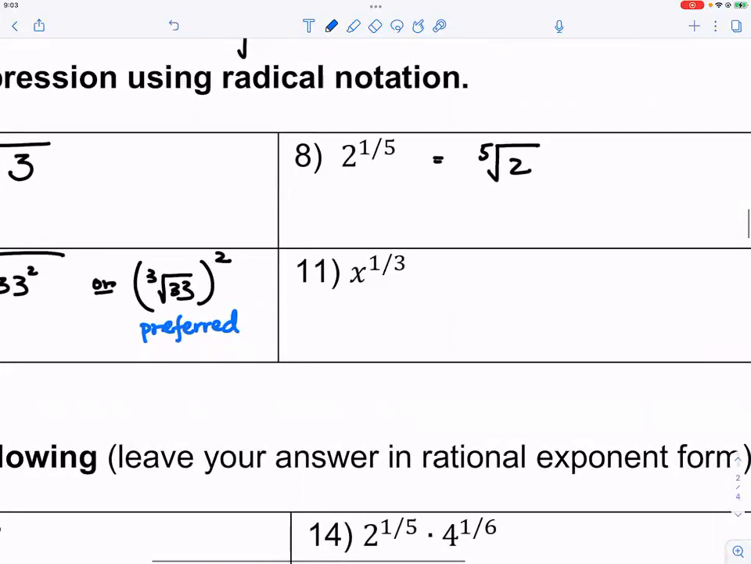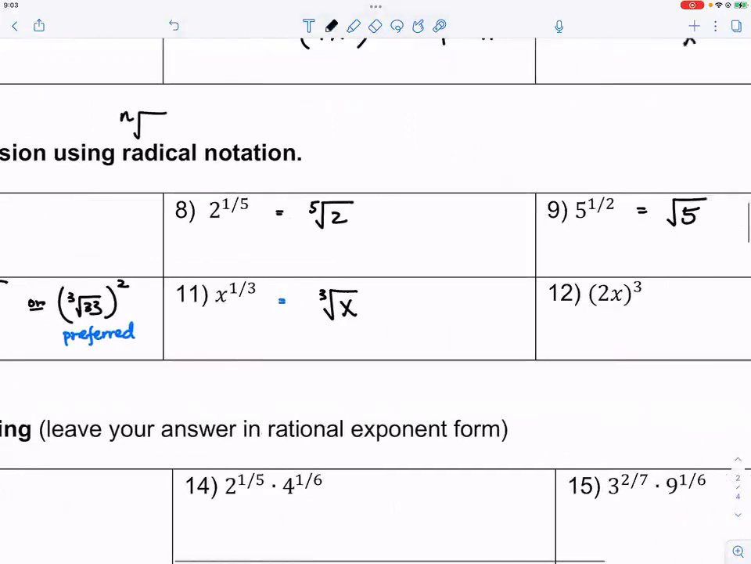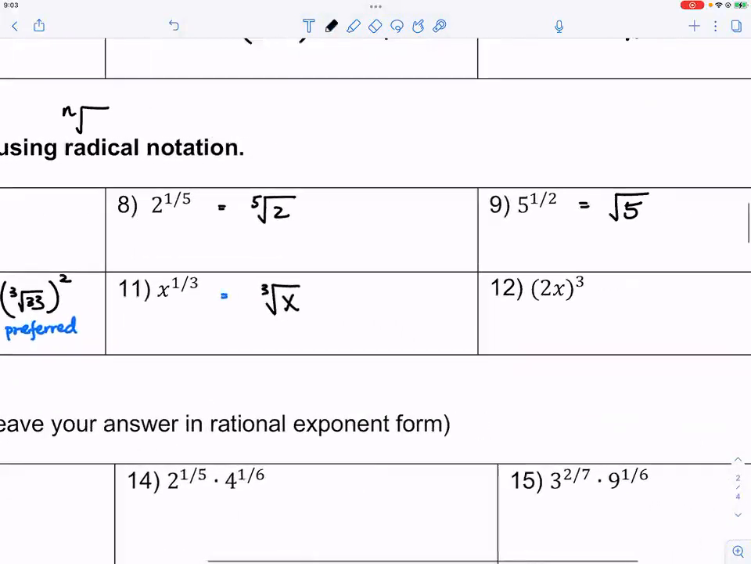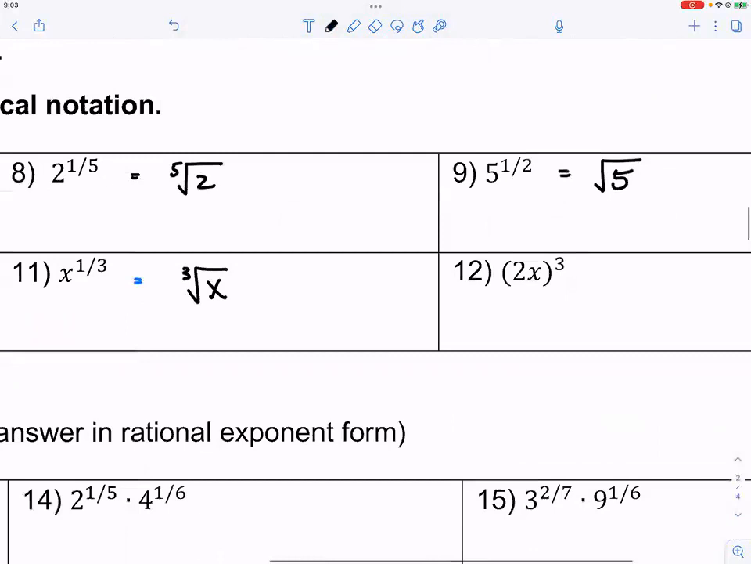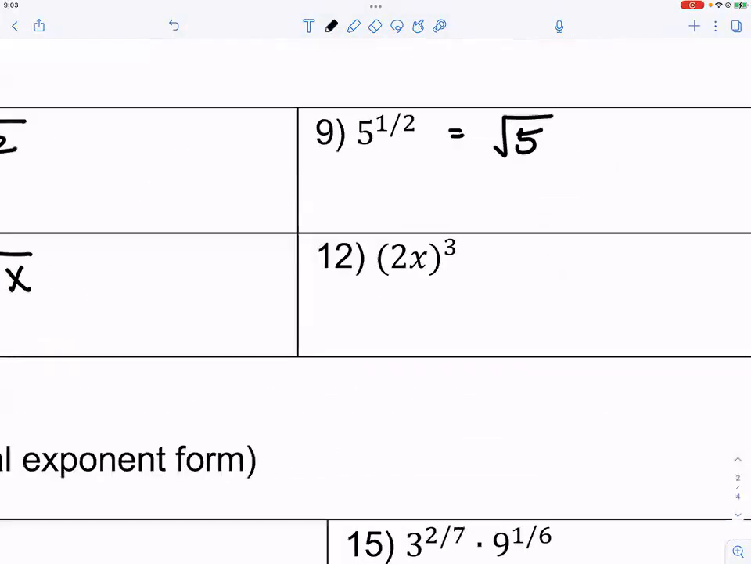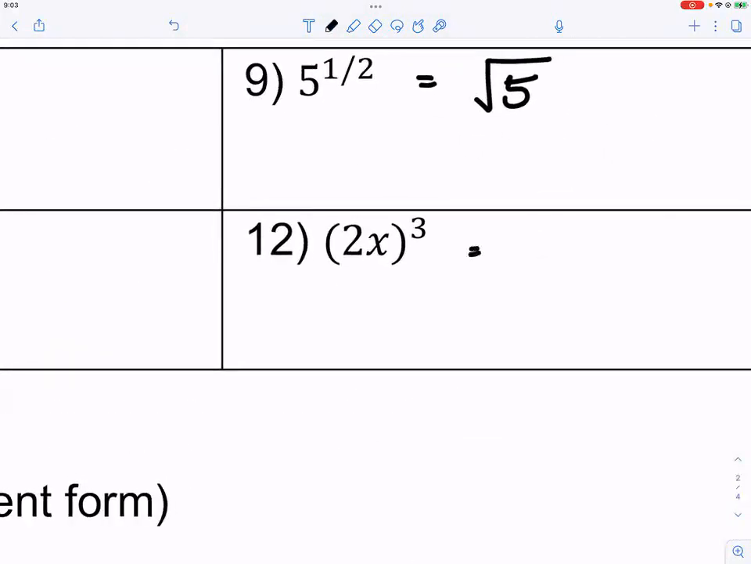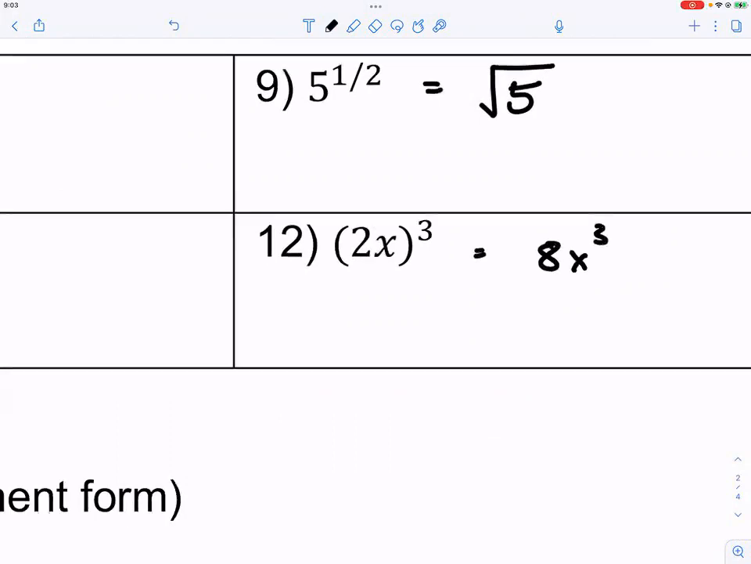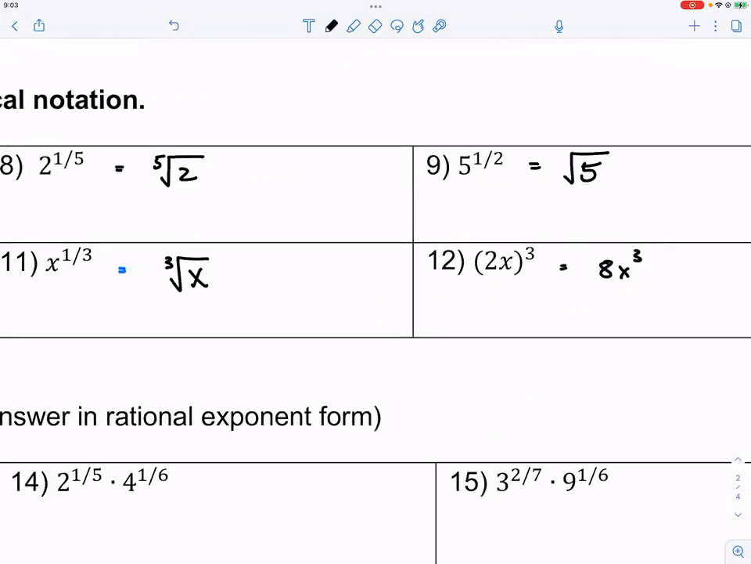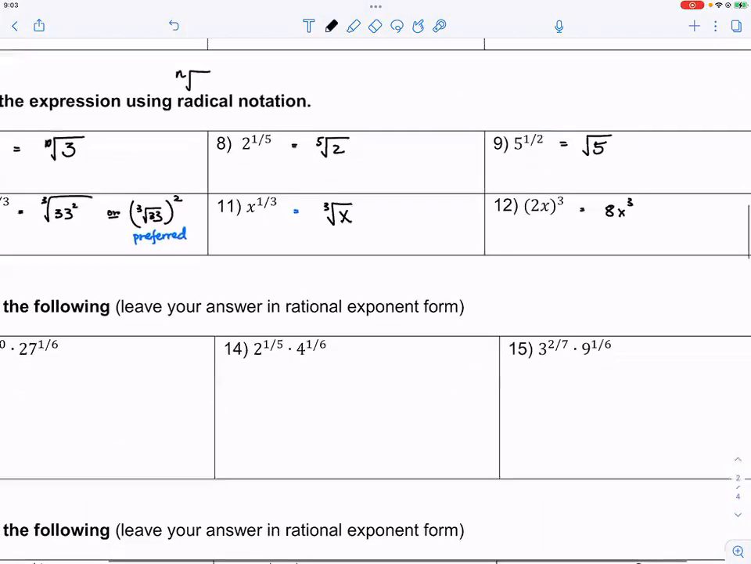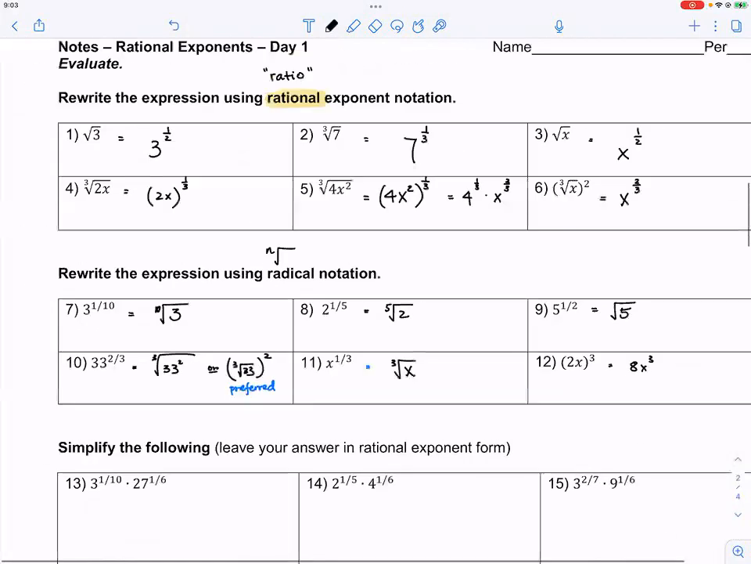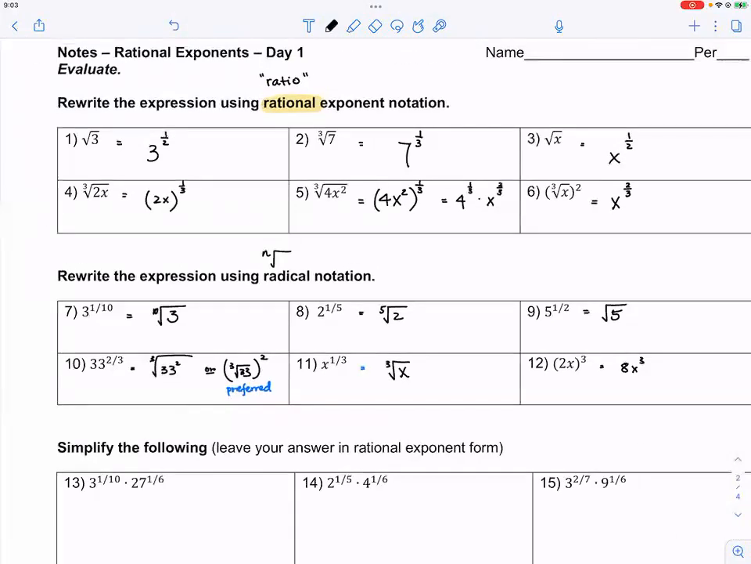Okay. And then x to the 1/3 power, it's simply the cube root of x. Okay. For this one, I don't know why there's no radical to write down here actually. Let's just write down this as 8x cubed. I mean, there's no radical. It's just a regular cubic power. All right, now, so I hope you find the first two sections pretty straightforward. We're just rewriting.